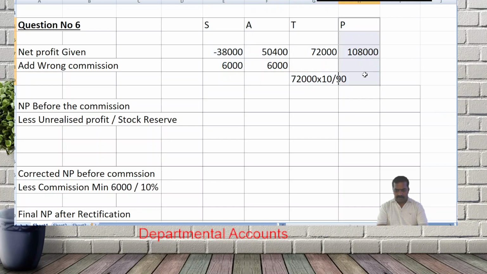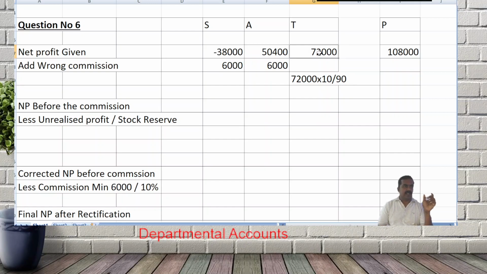72,000 into 10 by 90. Why 10 by 90? If profit is 100, commission is 10, net profit after commission would have been what? 90. So 8,000 paid.